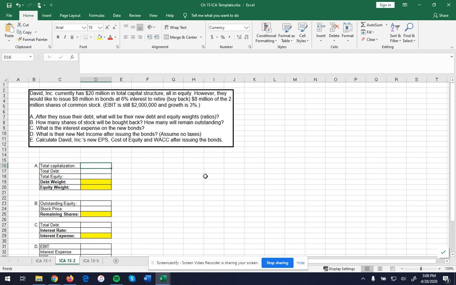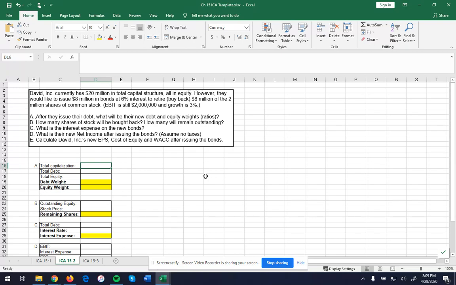All right, let's look at ICA 15.2, continuing to look at our market capitalization, total capital structure, all of those things that we have here, okay? Continuing the problem, David Inc. currently has $20 million in total capital structure, all equity. However, they would like to issue $8 million in bonds at 6% interest to buy back $8 million of the 2 million shares of common stock they currently have. Their earnings before interest and taxes is still $2 million. Growth is 3%.